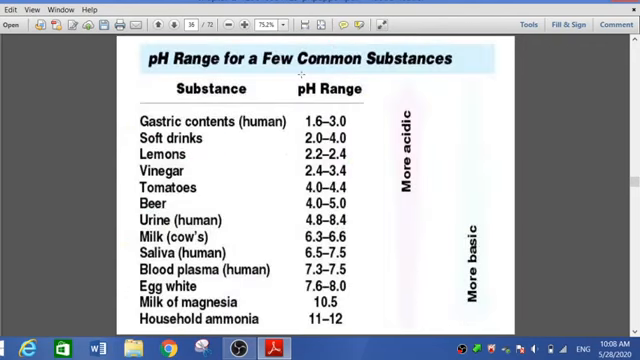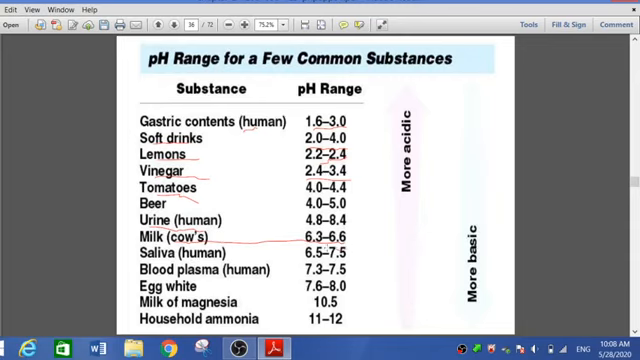Now the pH range of common substances we are using. Gastric juice in humans, pH 1.2 to 3, is acidic. Soft drinks are 2 to 4. Lemons are 2.2 to 2.4. Vinegar is 2.4 to 3.4. Tomatoes are 4 to 4.4. And beer is 4 to 5. Urine, when we take a urine test, is 4.8 to 8.4, so it can be basic or acidic. Cow milk is 6.3 to 6.6.